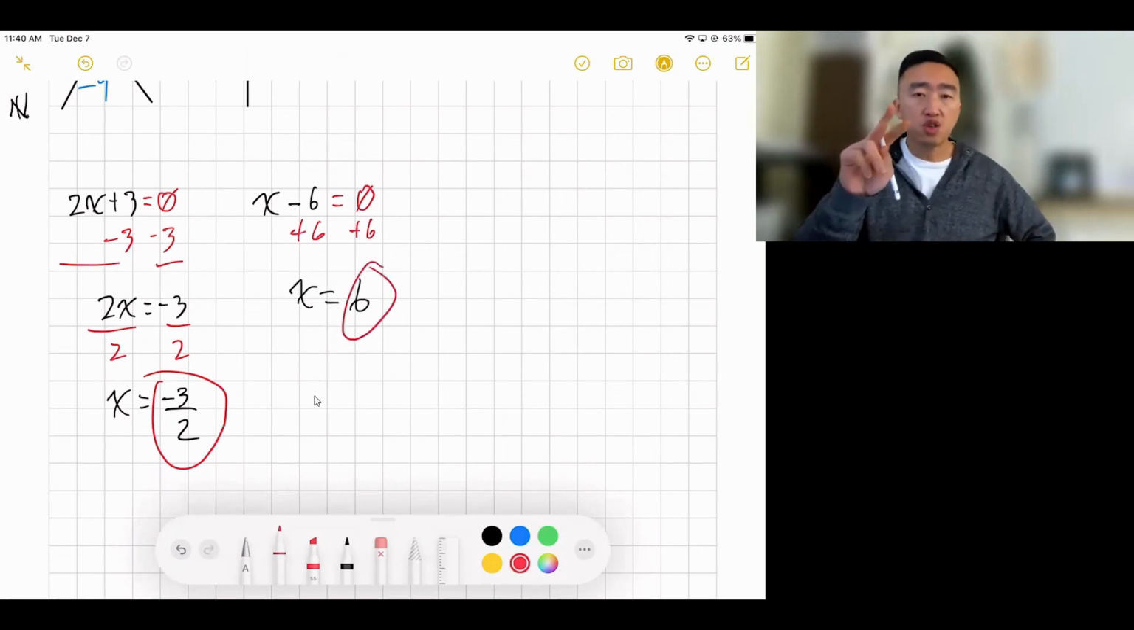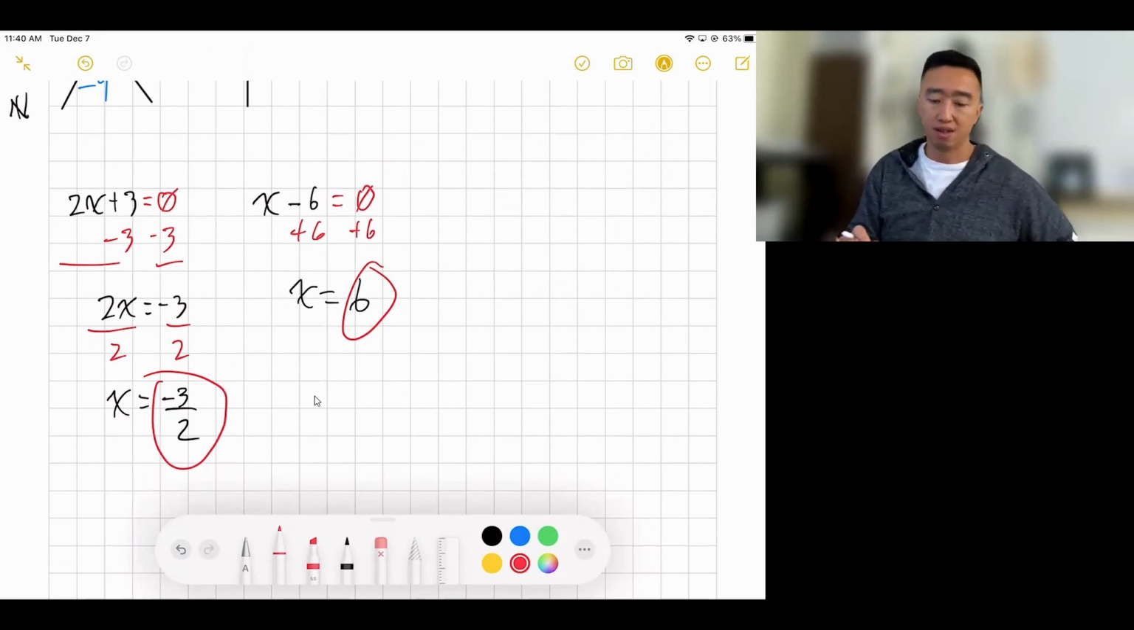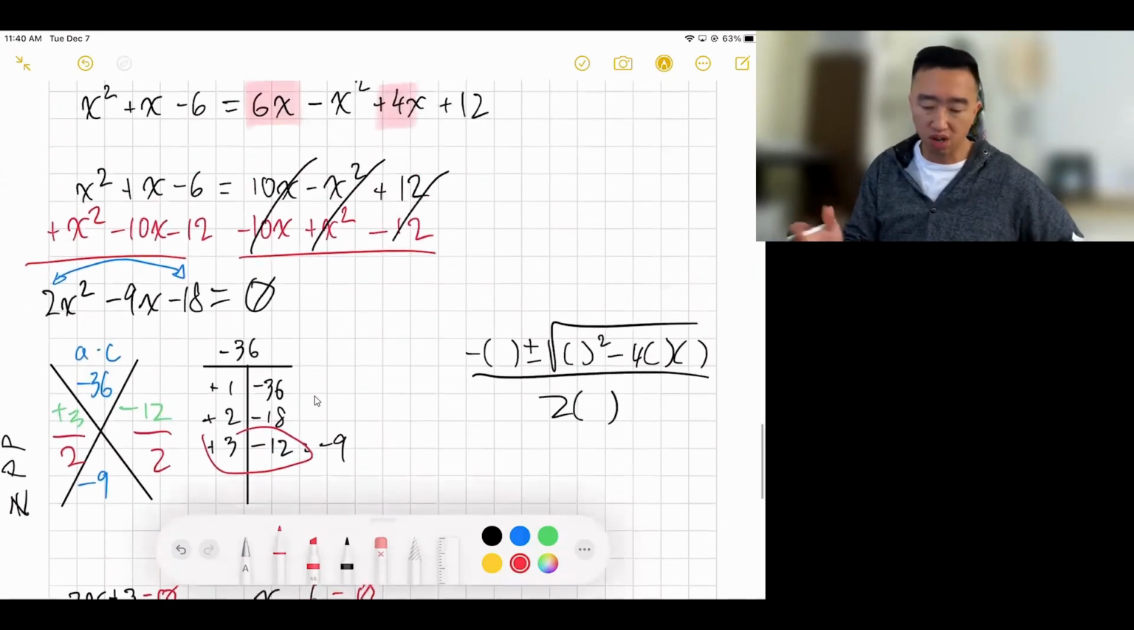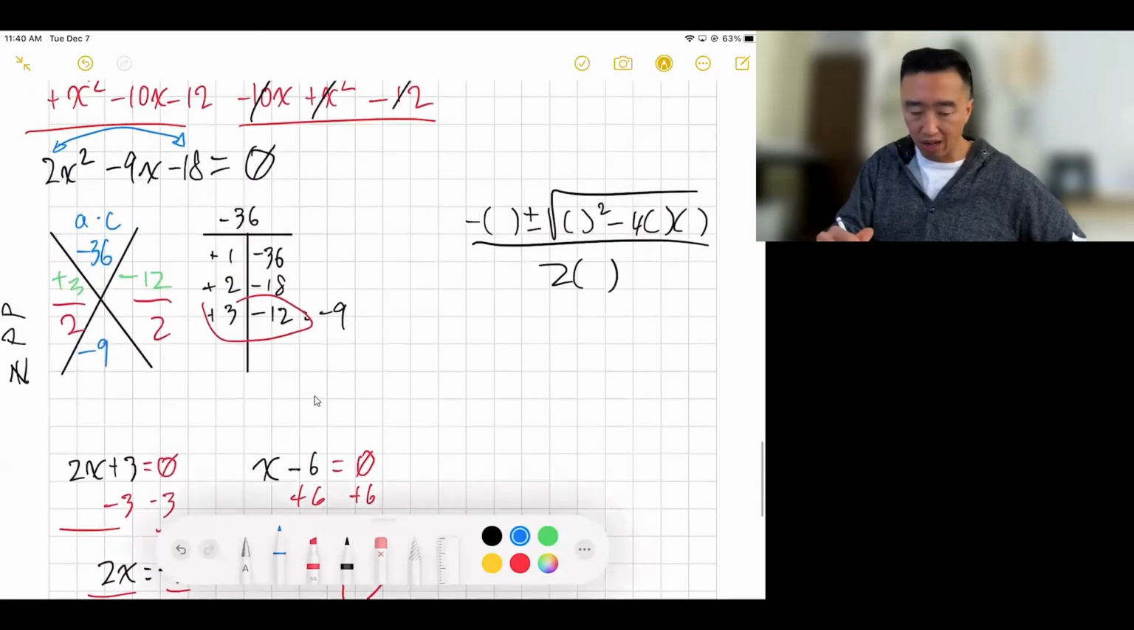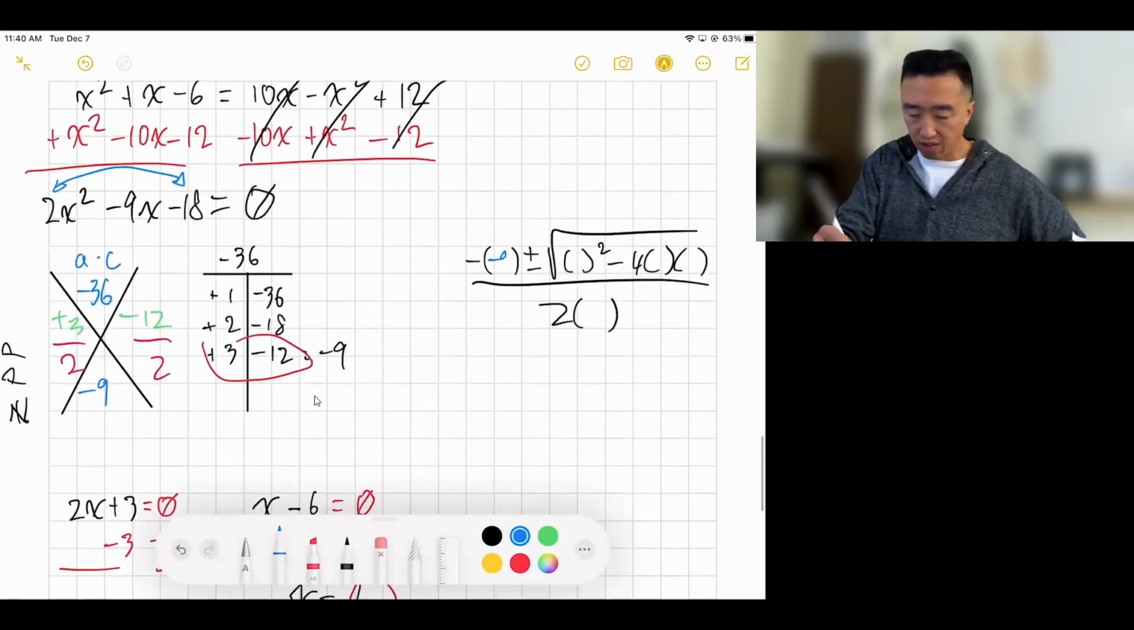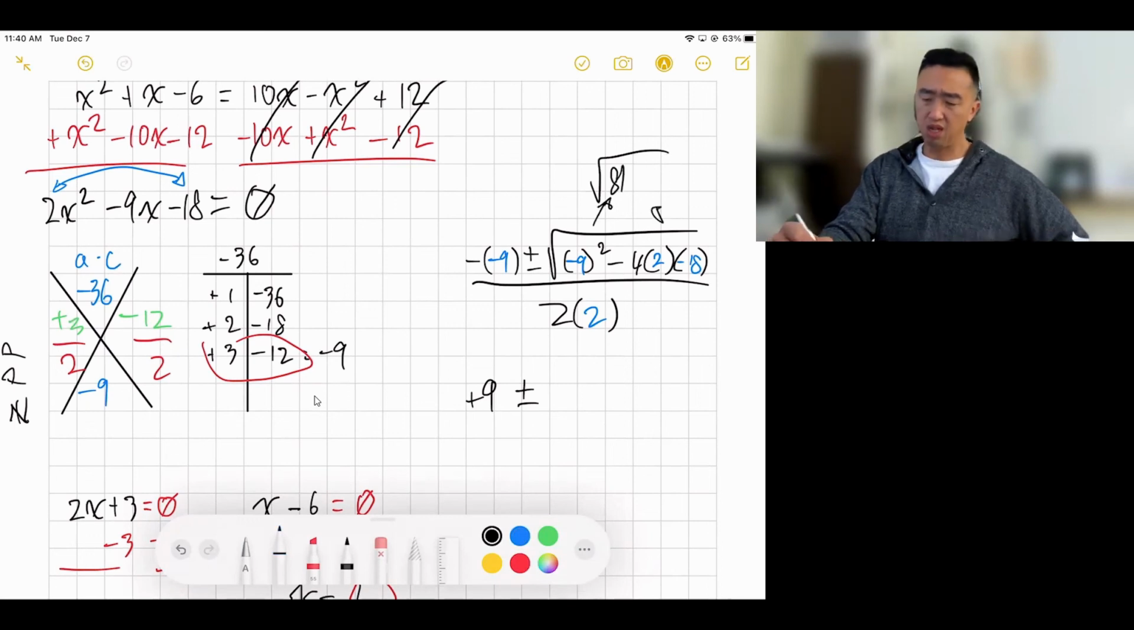So the last 2 problems in your homework are quadratic. Okay, so you will have to go through this monstrosity. If I were to use the quadratic formula, it would look like negative 9, 2, 2, negative 18, right? That's positive 9 plus or minus, and this gives me 81.